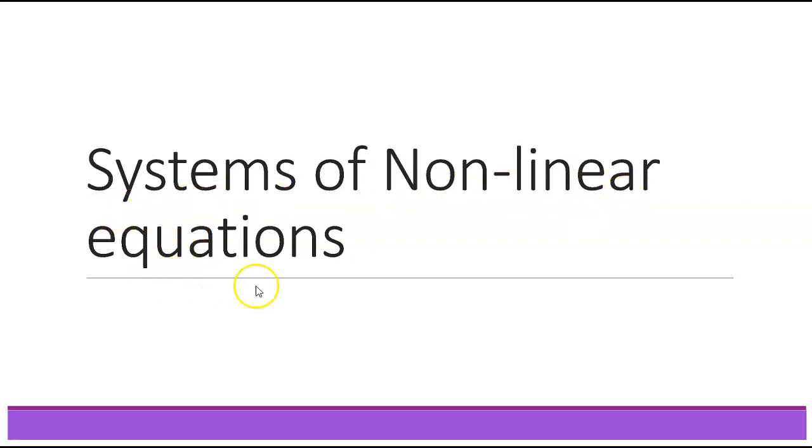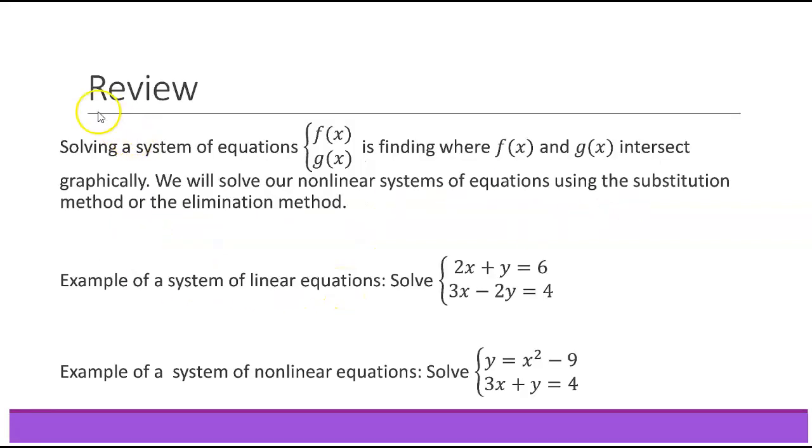Systems of nonlinear equations. Let's do a little review. Solving a system of equations which has this form is finding where f of x and g of x intersect graphically. So we're finding a point of intersection. But we will solve our nonlinear systems of equations using the substitution method or the elimination method. So instead of spending the time graphing the two different equations, we're going to solve using substitution or elimination.